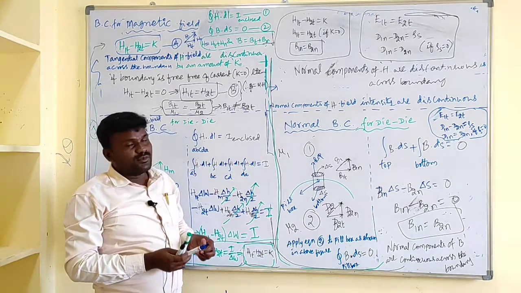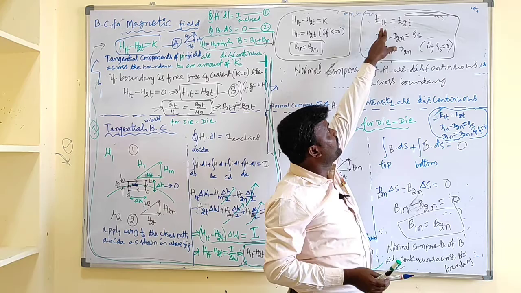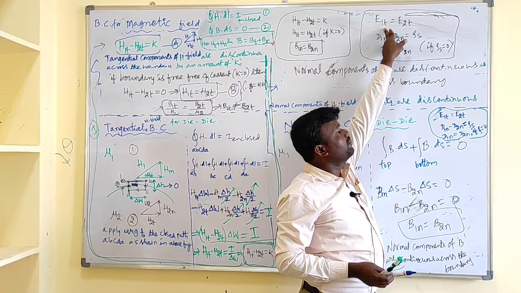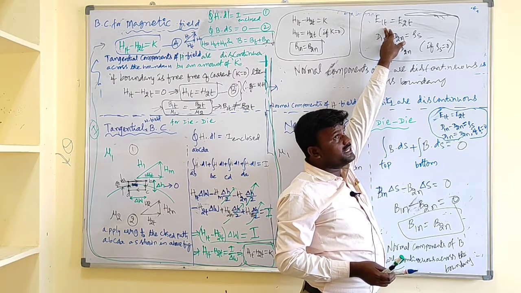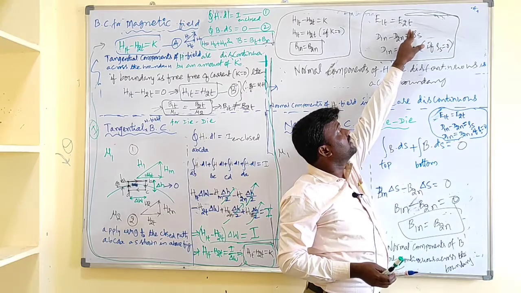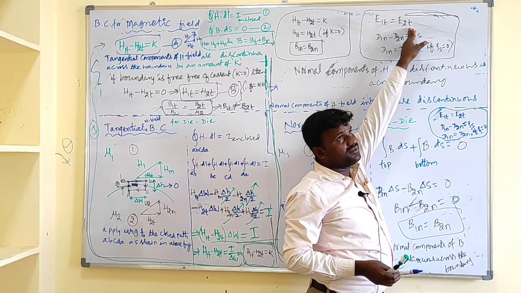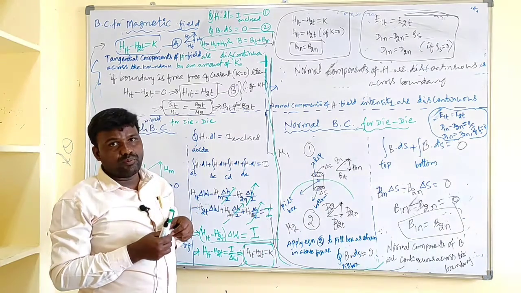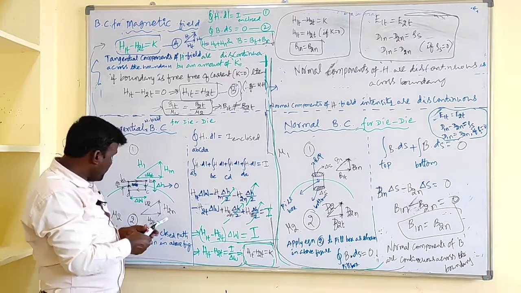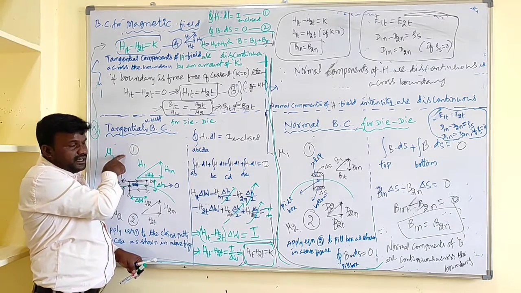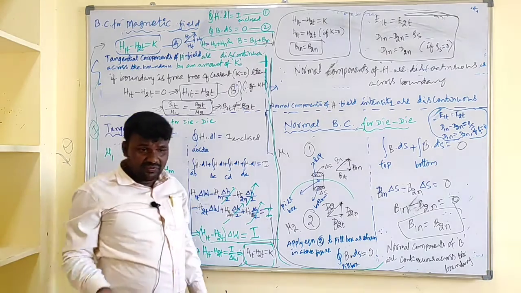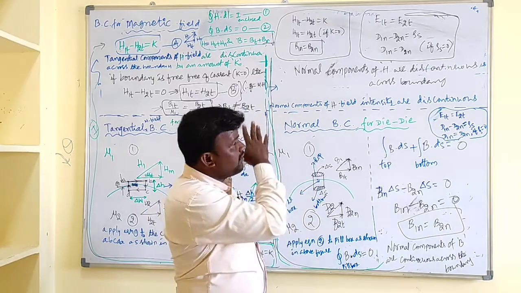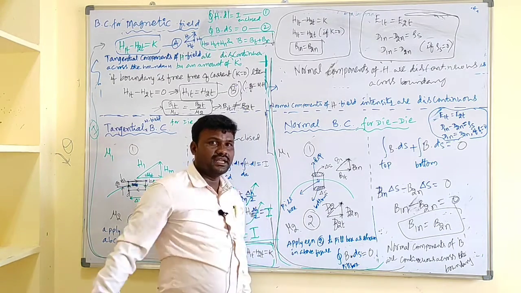Now, what is the advantage of these boundary conditions? If you know the electric field intensity, meaning the tangential component in the first medium, indirectly we have the electric field intensity in the second medium. By using boundary conditions, we can determine the field component for the second medium if we know the field component in the first medium. If you know either side of the field component, we can determine the other side by using boundary conditions. This is all about the boundary conditions.